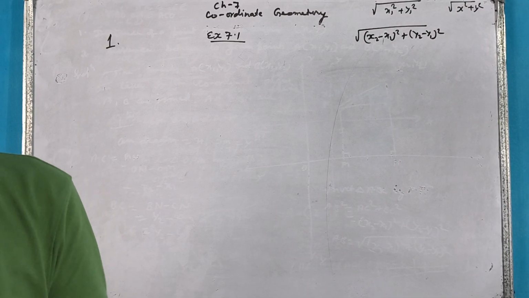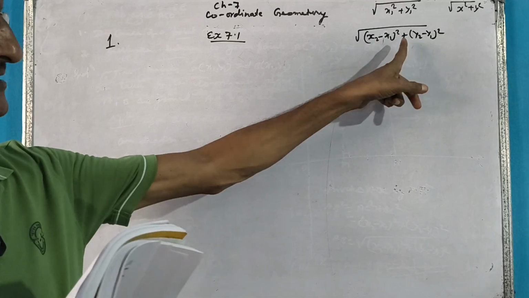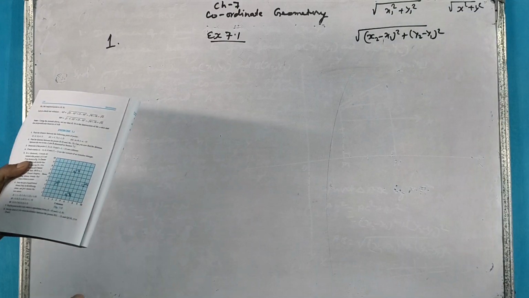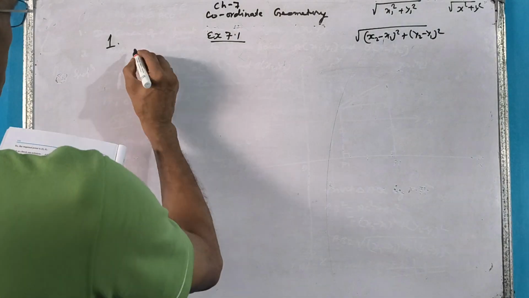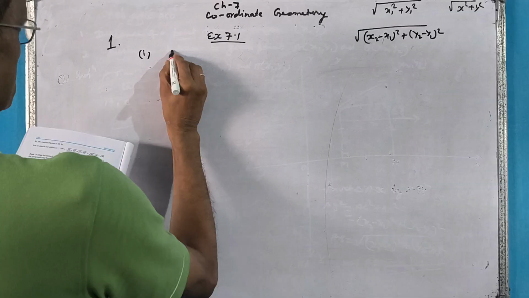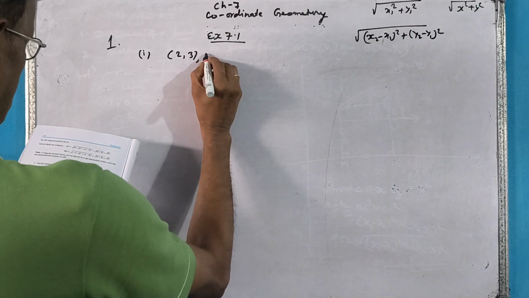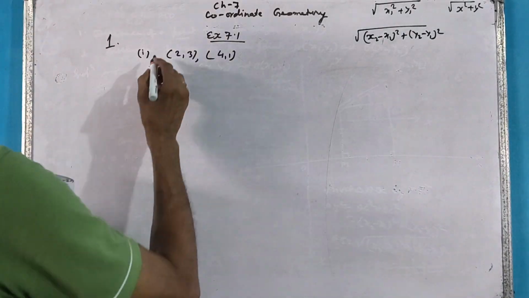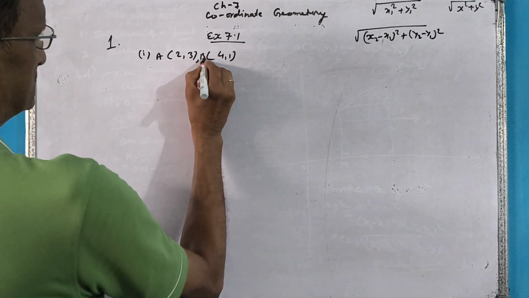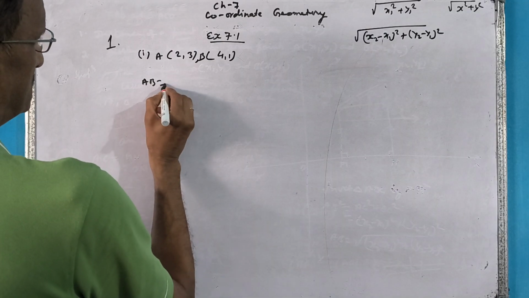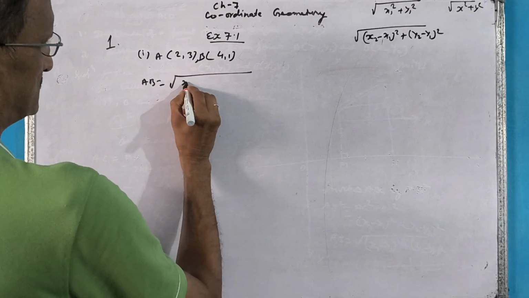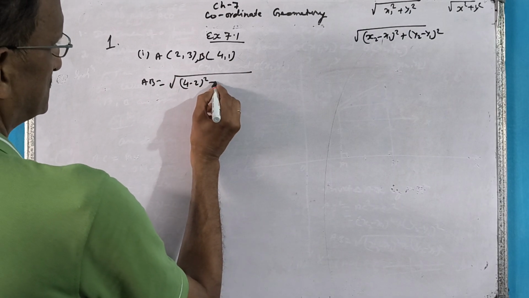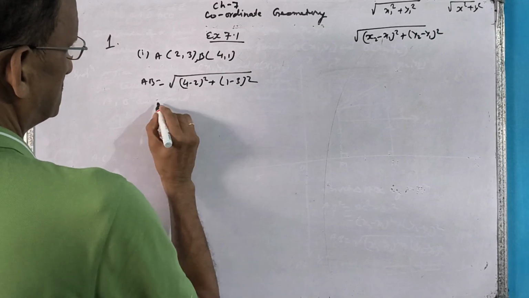Very easy exercise. Basically we will only use this formula. Question number 1 is directly this formula. Find the distance between the following pairs of points. Number 1 is 2, 3 and 4, 1. You can name the points A, B. Therefore AB equals under root x2 minus x1, that is 4 minus 2, whole square plus 1 minus 3 whole square.